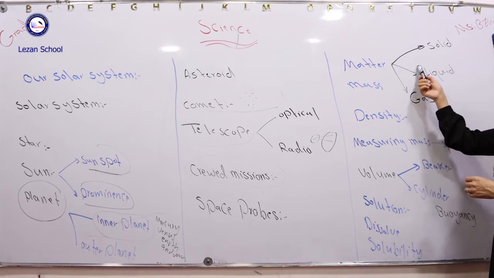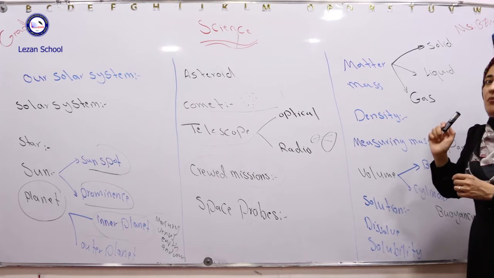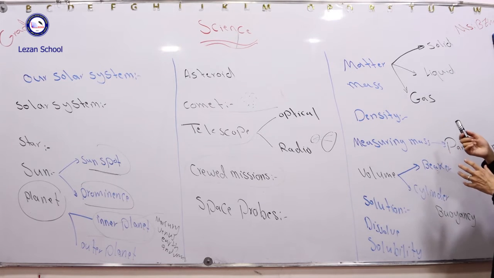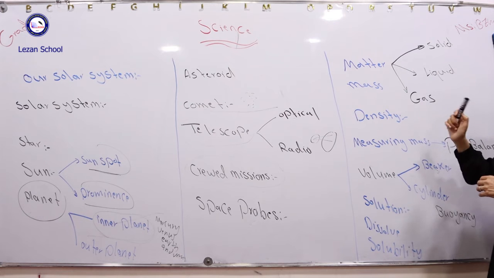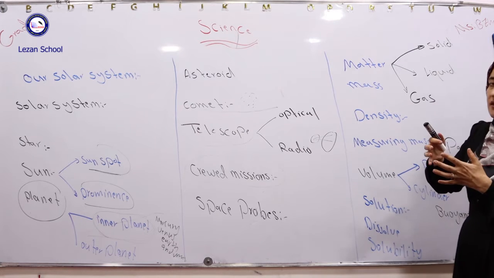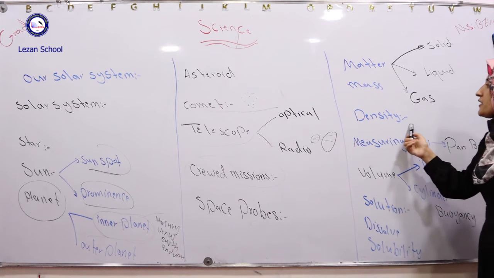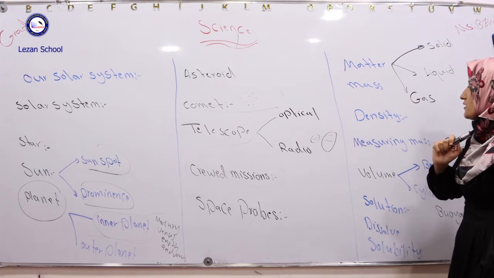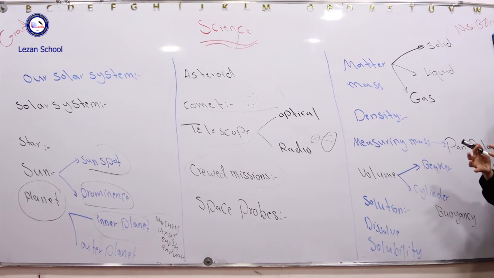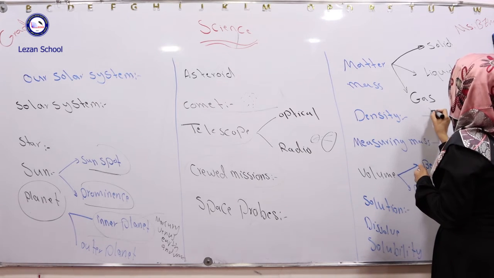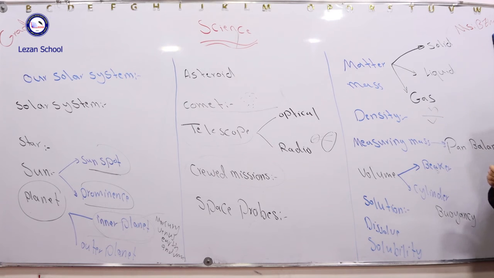Solid matter, like this marker, has a definite fixed shape and a fixed volume. In the liquid state, the shape will change. It takes the shape of its container but has definite volume. But gas has no definite shape and no definite volume. Okay. Density is also very easy: it is comparing mass and volume. We can find density by comparing mass and volume.